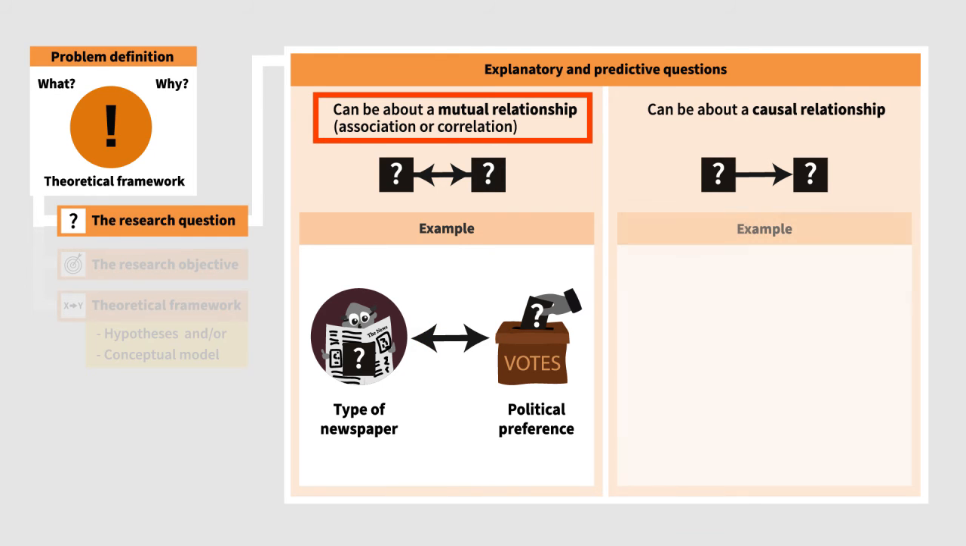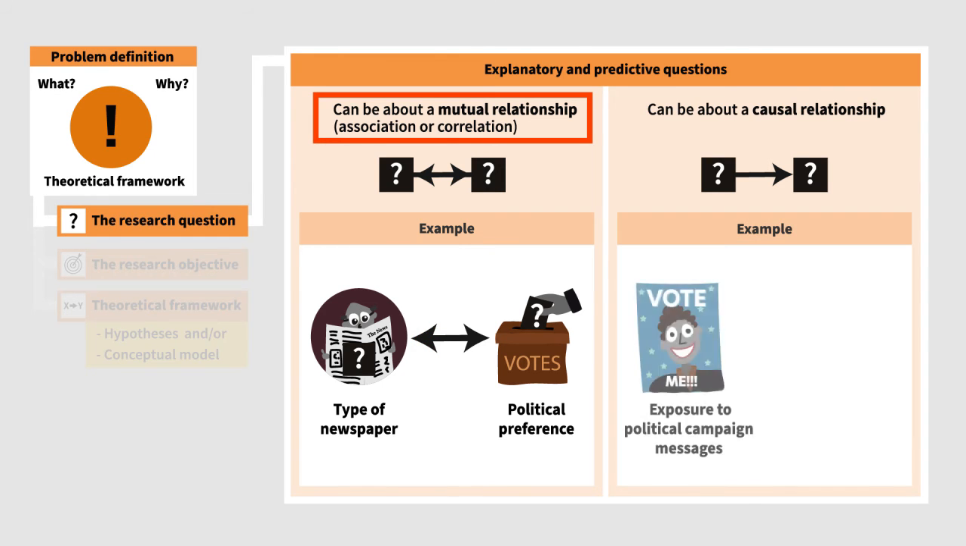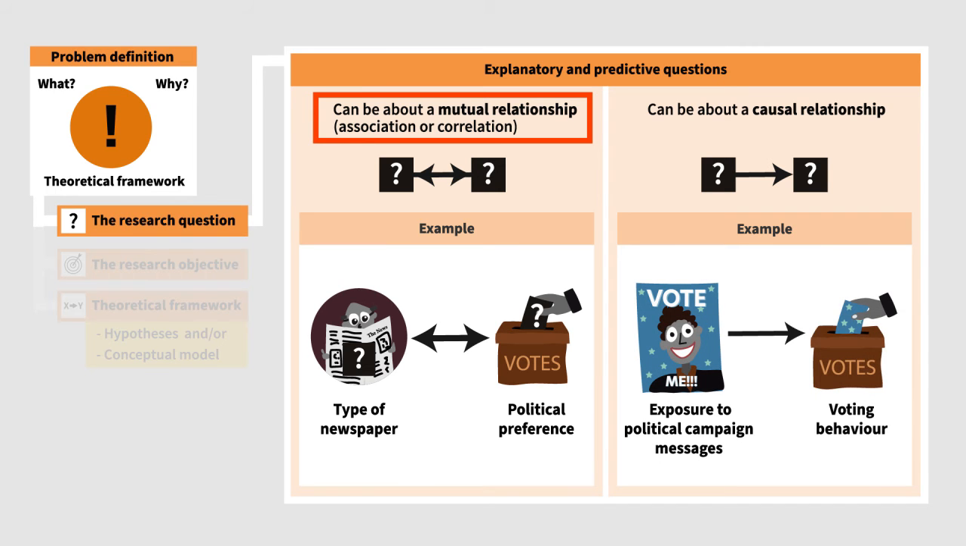When you are interested in the extent to which exposure to political campaign messages leads to actual voting behavior, we refer to a causal relationship. This is a relationship where you have a clear cause, in this example the political campaign messages, and a clear consequence, in this example the voting behavior.